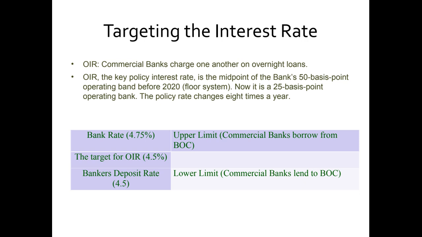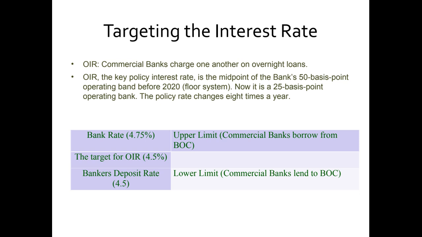This is not the rate at which you borrow money from banks. This is the rate at which commercial banks charge one another on overnight loans. So when commercial banks borrow money from another bank on an overnight basis, they pay this interest rate, that is the overnight interest rate. And this rate is controlled and dictated by the central bank, that is, in our case, the Bank of Canada. This rate is also called the policy rate.